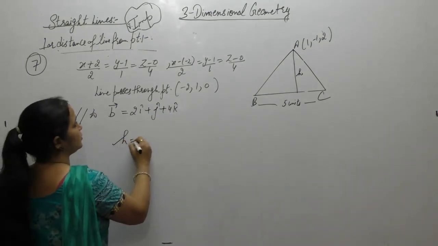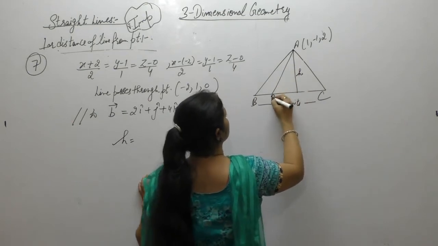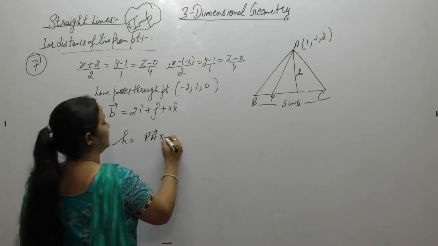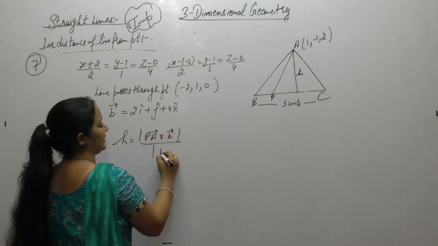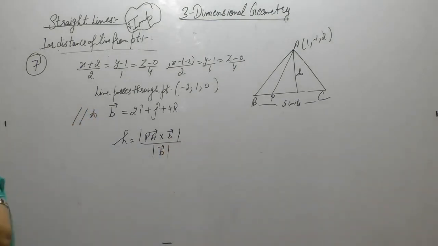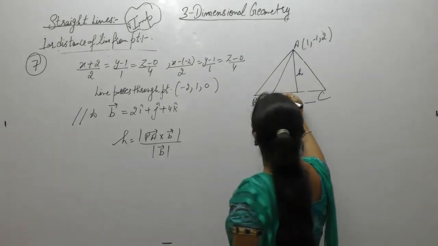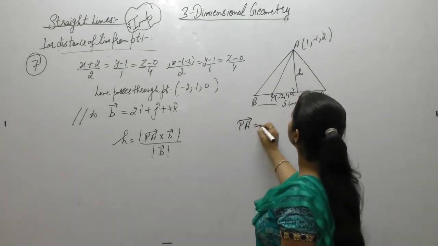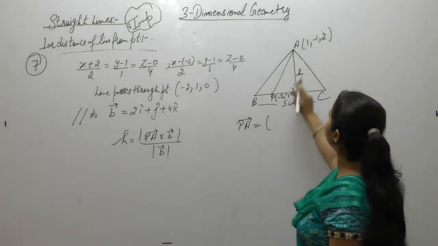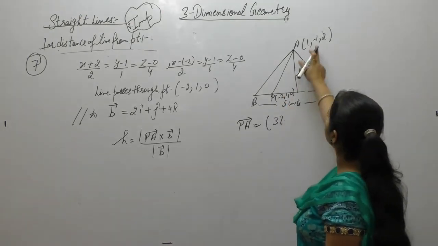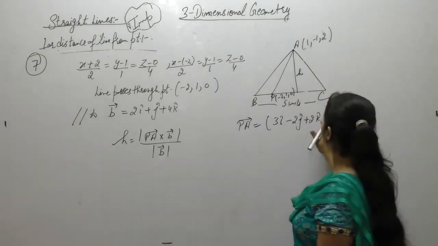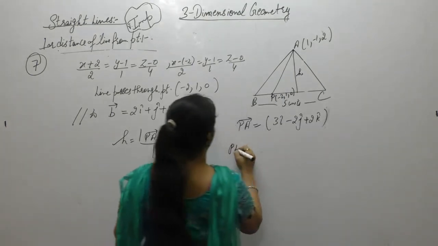So h is equal to PA cross B, which we did in the previous example, upon magnitude of B vector. The line passes through this point, that is minus 2, 1, 0. Now what we have to find is PA, position vector of A minus position vector of P: 1 plus 2, minus 1 minus 1, 2 minus 0. Now we want to find PA vector cross B vector.